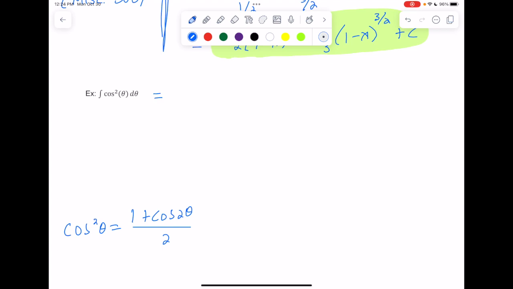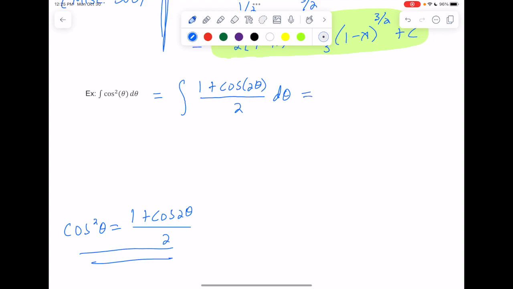So if we do that, this becomes the integral of 1 plus cosine of 2 theta all over 2 d theta. If you're wondering why I don't take the derivative down here, it's because I'm not actually changing variables, right? So this isn't a substitution in the traditional sense of what we've been doing up above. This is just using a trig identity to make some headway.